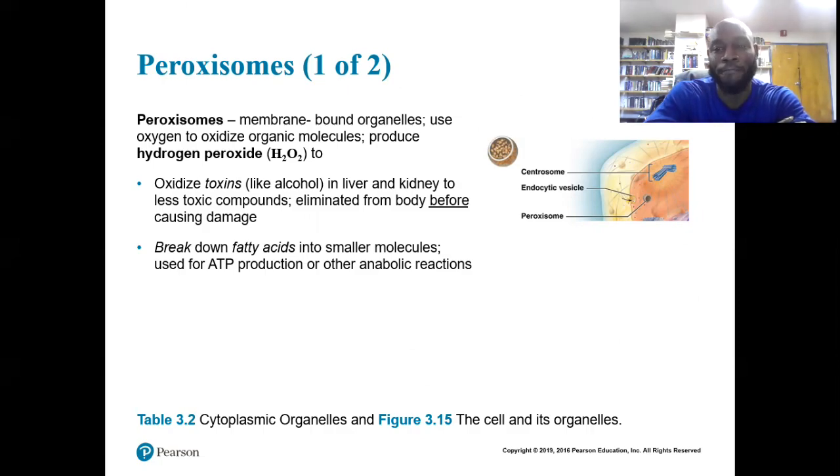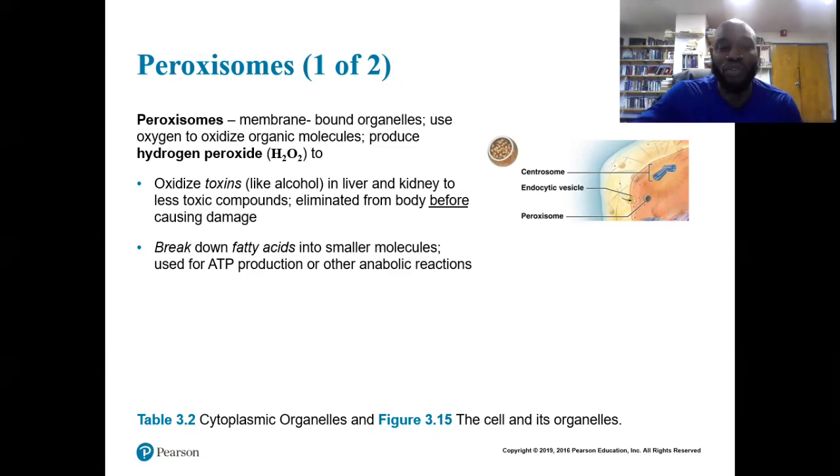Hydrogen peroxide, we use that in the everyday world to clean things, but in your body, it oxidizes toxins like alcohol in the liver and kidney, makes them less toxic, and so they can be eliminated from the body. Also helps break down fatty acids. We want to break down those fatty acids. We use peroxisomes.